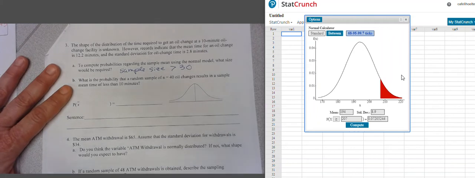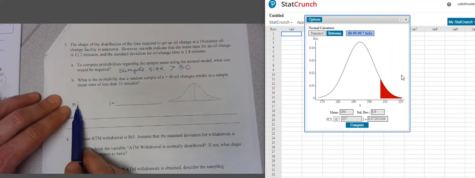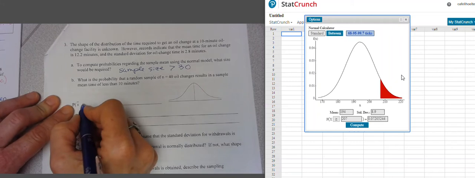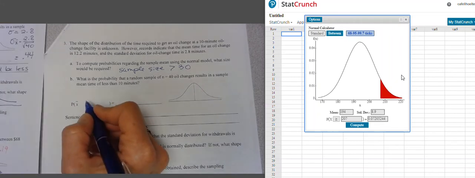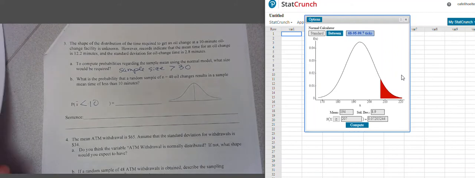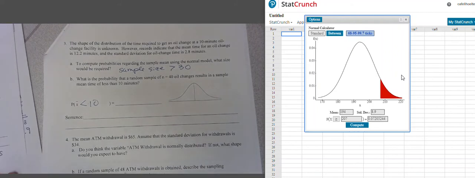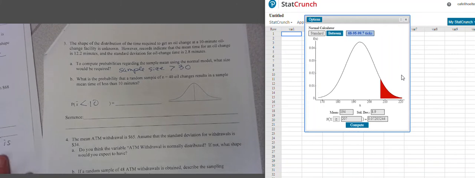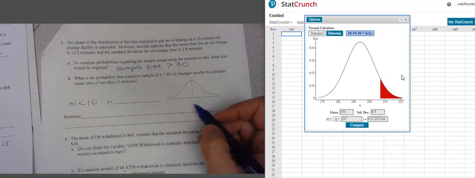So what is the probability that the mean of our sample would be less than 10 minutes? Remember, they advertise to be a 10-minute oil change facility. So we're trying to figure out the probability that if we took 40 different oil changes and measured how long it took for those 40 oil changes, and averaged all those out, it would be less than 10 minutes. So let's draw our normal model.